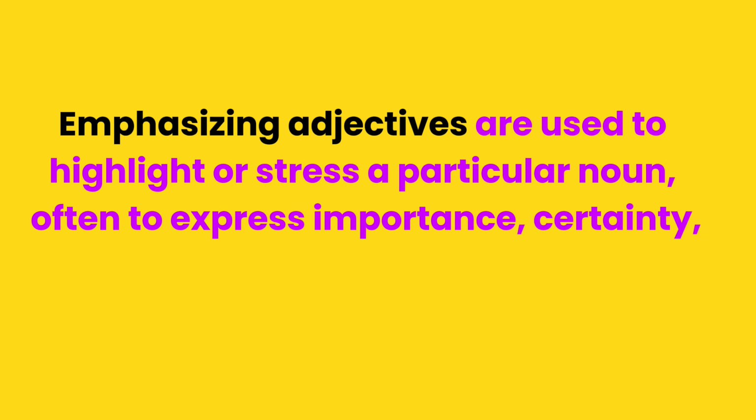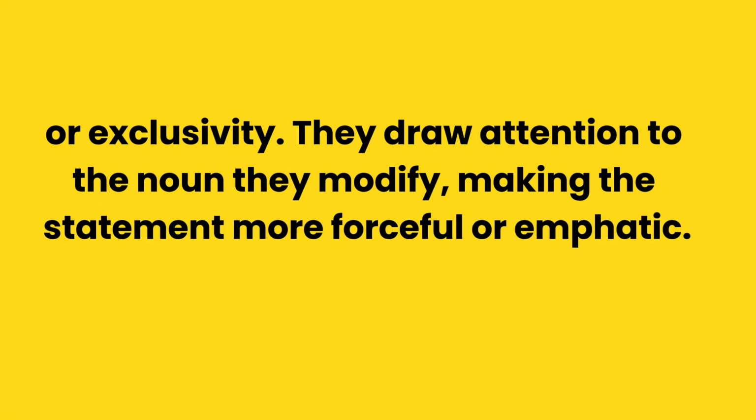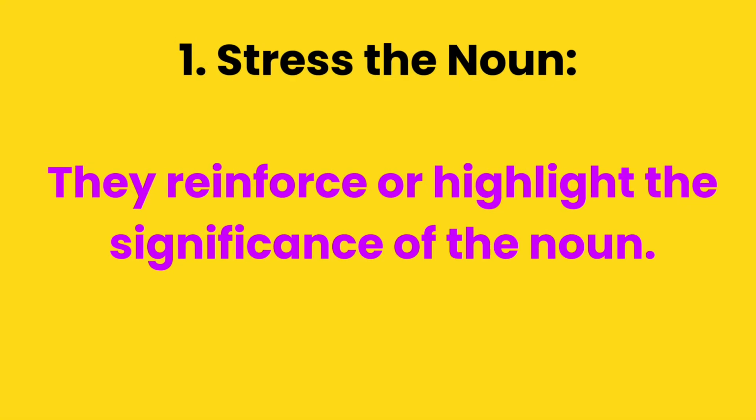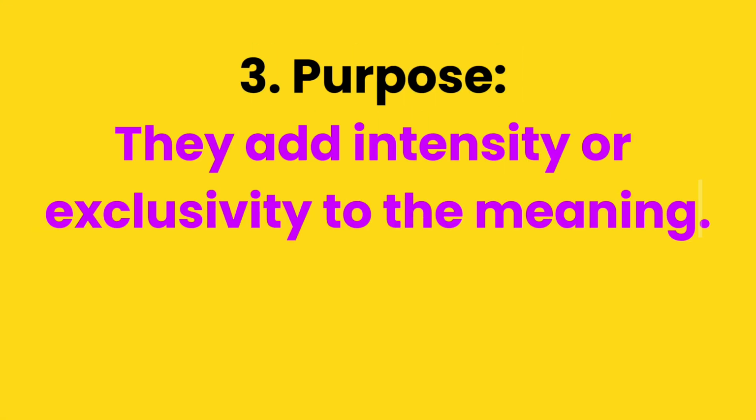Emphasizing adjectives. Emphasizing adjectives are used to highlight or stress a particular noun, often to express importance, certainty, or exclusivity. They draw attention to the noun they modify, making the statement more forceful or emphatic. Key characteristics of emphasizing adjectives. 1. Stress the noun. They reinforce or highlight the significance of the noun. 2. Common words. The most frequently used emphasizing adjectives are own and very. 3. Purpose. They add intensity or exclusivity to the meaning.